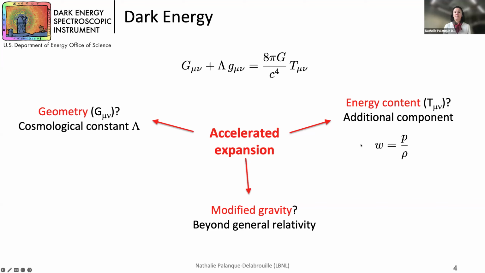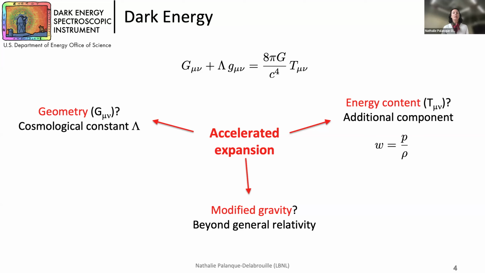That's valid for all the components of the universe. Matter, for instance, has no pressure, so W equals 0. Radiation has a W of a third. And dark energy would have such an equation of state, possibly with a negative pressure term. Finally, we can also explain this accelerated expansion by looking for a more complex model of gravity, going beyond general relativity, and that is done by searching for hints of modifications to the laws of gravity.